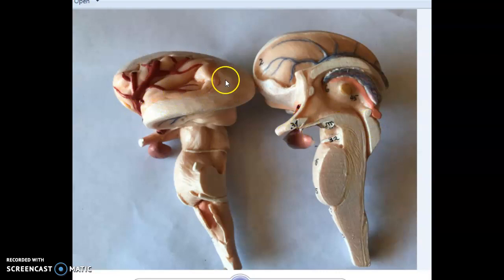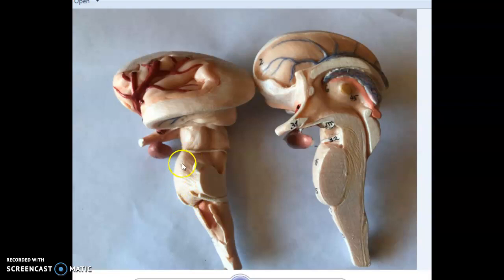The diencephalon, which the thalamus here is part of, and the hypothalamus, you can't really see from this view. We have the midbrain here, and this is the optic nerve coming off, and we have the pituitary hanging down. So this is the midbrain. So on this side, this would be the midbrain.